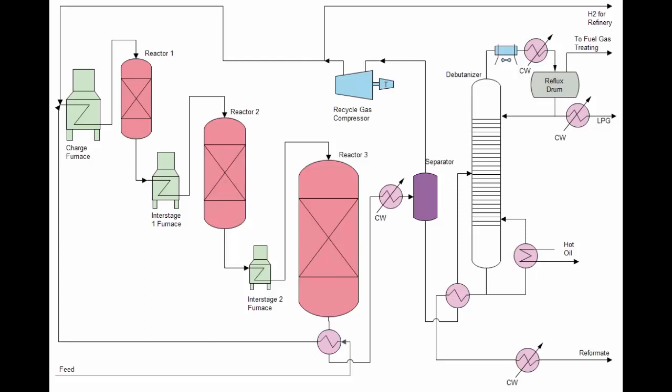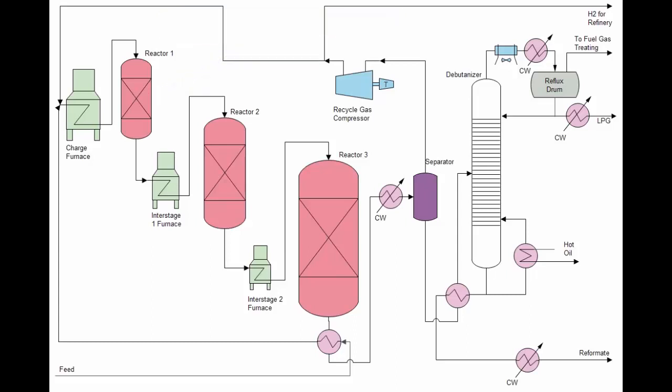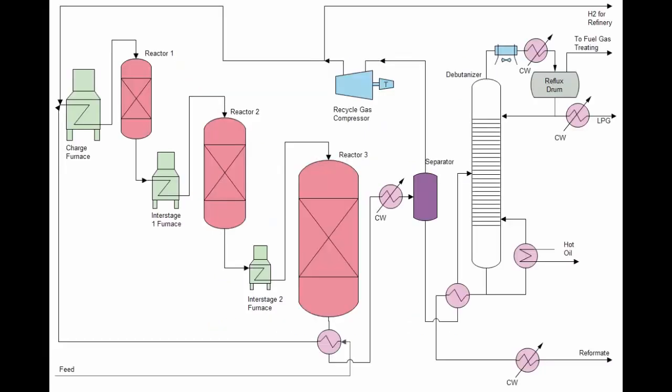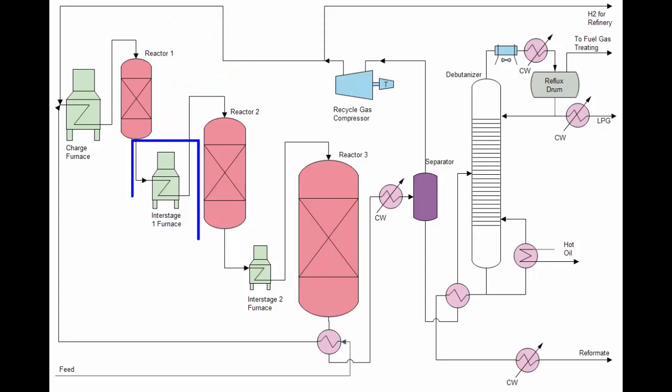The size of the individual reactors in both designs is always opposite to the size of the associated reactor furnaces. The first reactor only contains 10 to 15% of the total catalyst volume, since any cyclical hydrocarbons in the feed material are quickly and quantitatively converted into aromatics after contacting the platinum catalyst. The reaction produces a large temperature drop across the reactor bed, necessitating a rather large furnace to reheat the material back up to reaction temperatures.